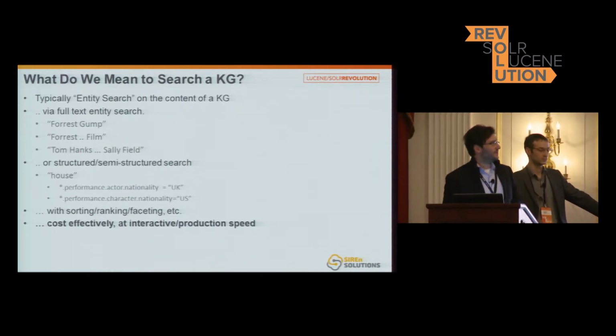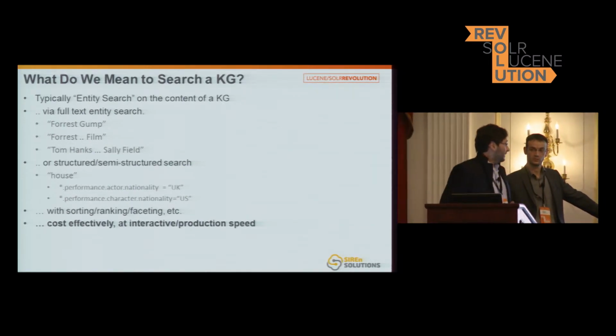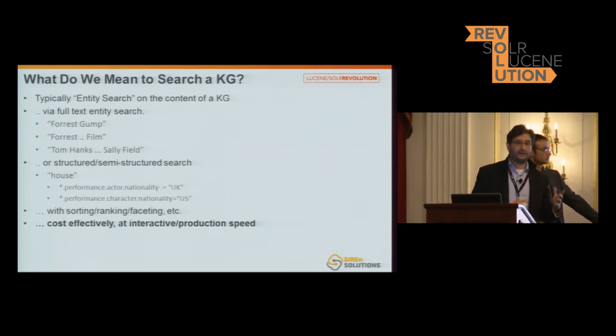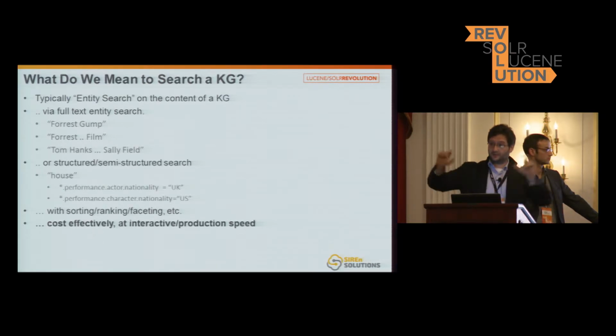So what do we mean by searching a knowledge graph, right? Well, sure, I mean, short. So, you want to search something like Forrest Gump, you want to say Forrest, the film, you want to put the names of the actor, and you still want to find the movie because they're far away in the graph, but you still want that node that represents them.